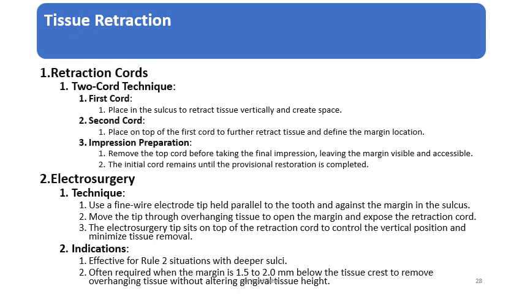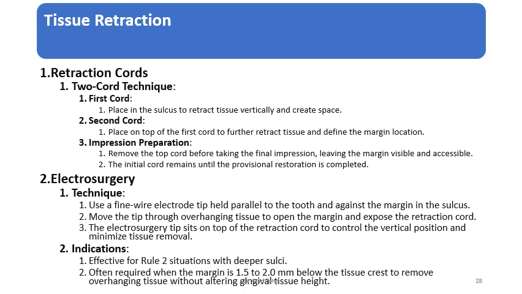Tissue retraction. Retraction cords. Two-cord technique. First cord: place in the sulcus to retract tissue vertically and create space. Second cord: place on top of the first cord to further retract tissue and define the margin location.